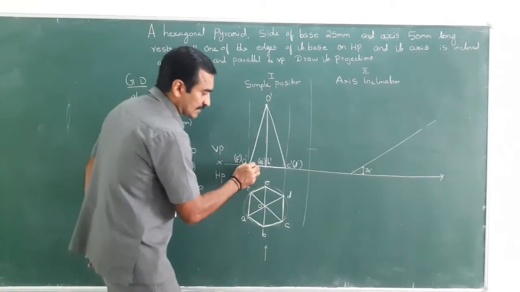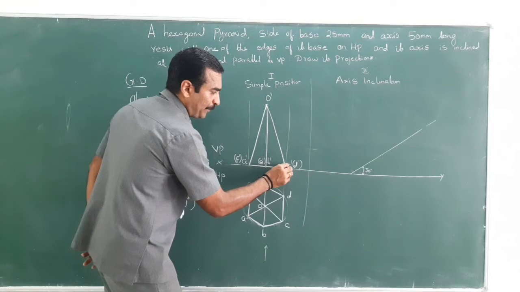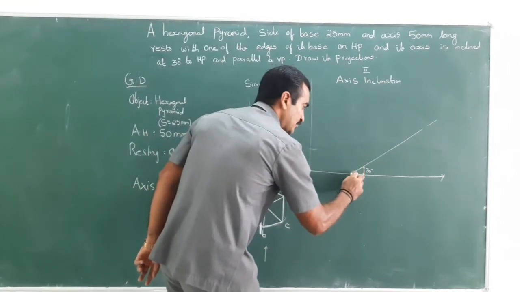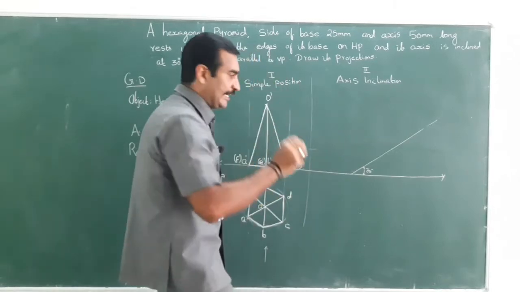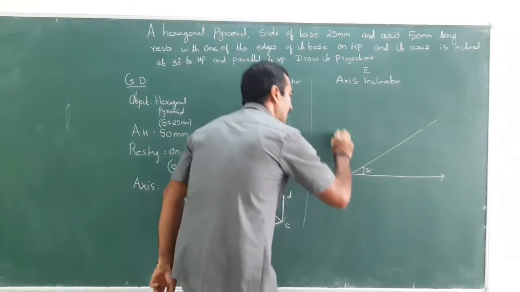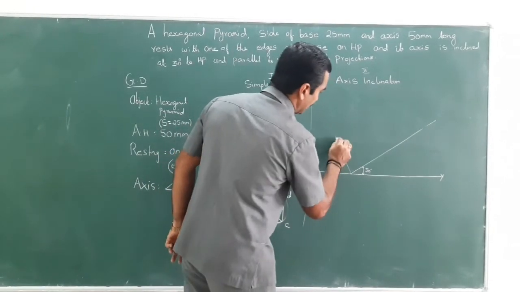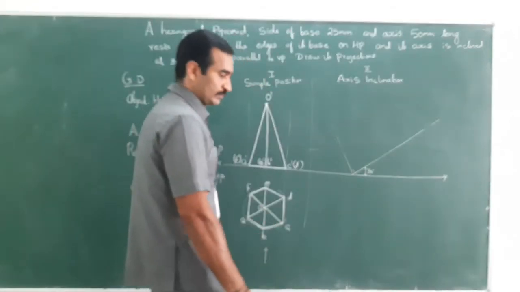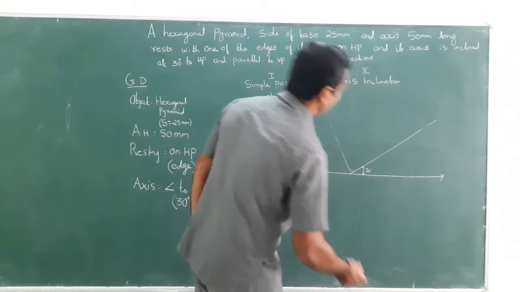Right. Now look at the base, which is perpendicular to the imaginary line. Right. So keep your protractor in this manner. Choose 90 degrees and draw a line. Draw a thin line. So this should be 90 degrees. Right.